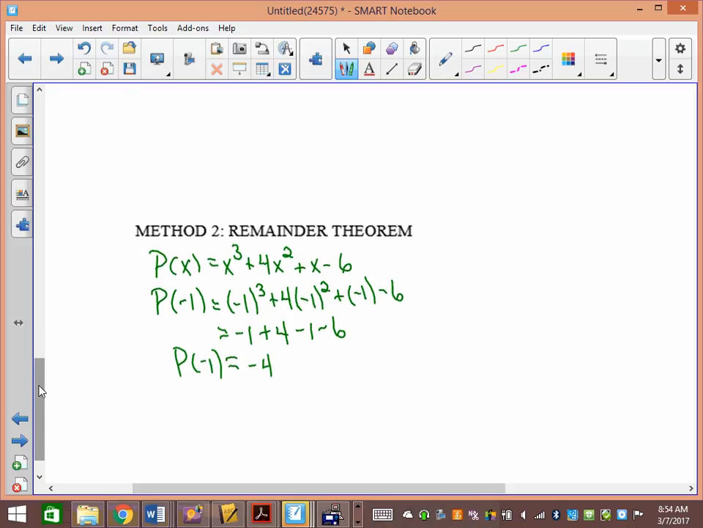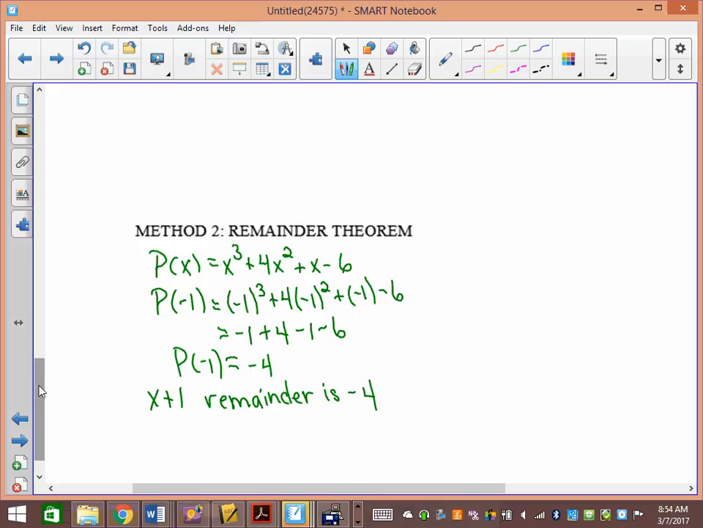So what does that mean? When I fill in x plus 1, the remainder is negative 4. That's all that means, right? When I fill in the opposite of this, so x plus 1, which is my factor, the remainder is negative 4.